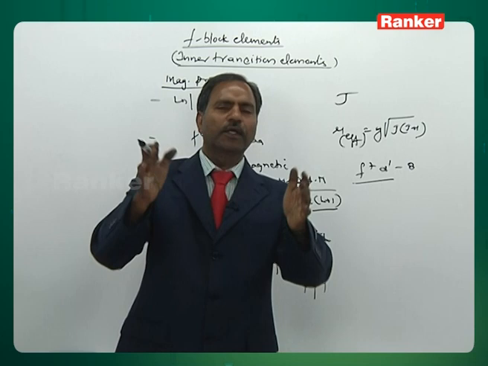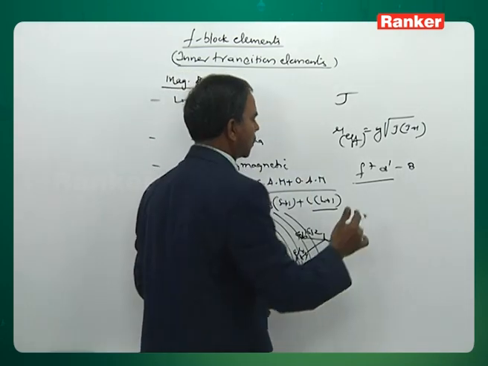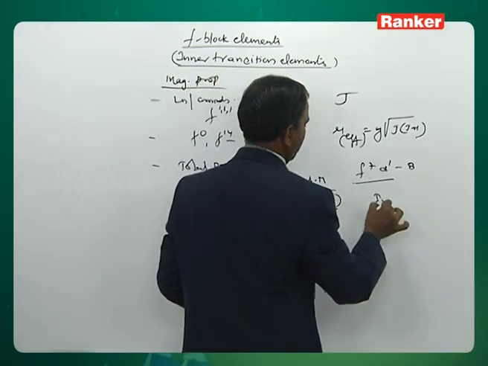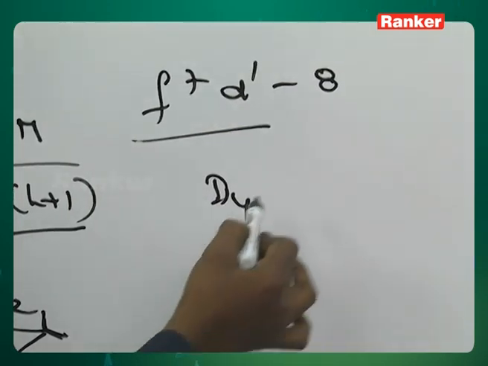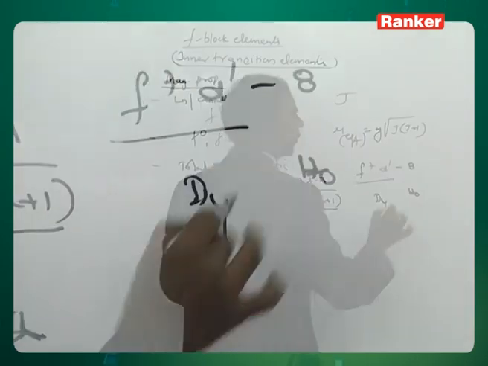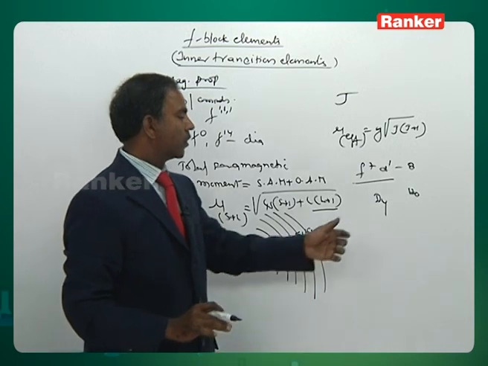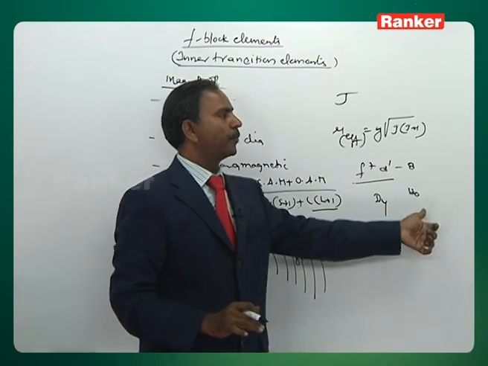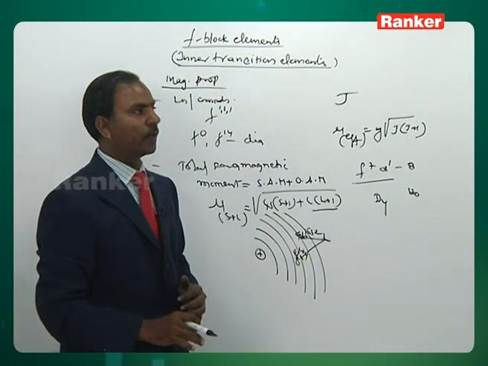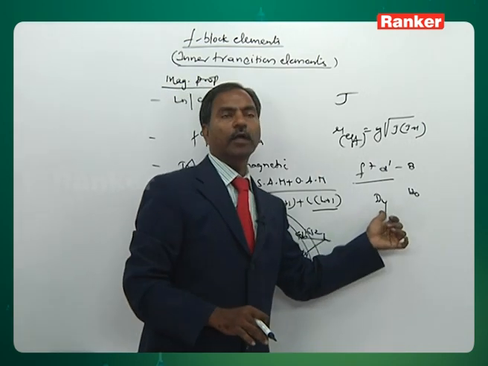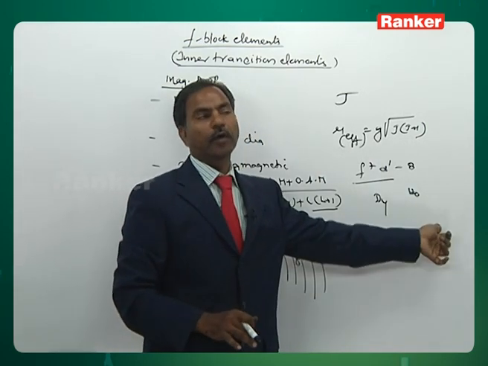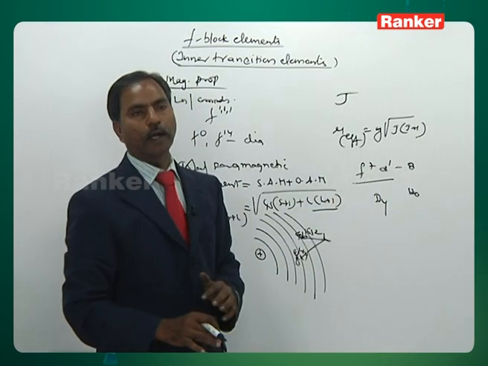Among the lanthanides, the greater paramagnetic moment is observed only with dysprosium. The second element is holmium. So why are dysprosium and holmium exhibiting greater paramagnetic moment, even though the number of unpaired electrons in dysprosium and holmium is less in comparison to gadolinium?